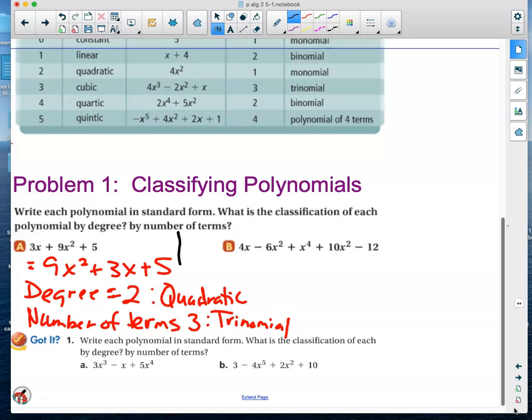Alrighty. I would like you to put B in standard form, please. And then give it a name according to degree and the number of terms. And then I'm going to ask for your help.